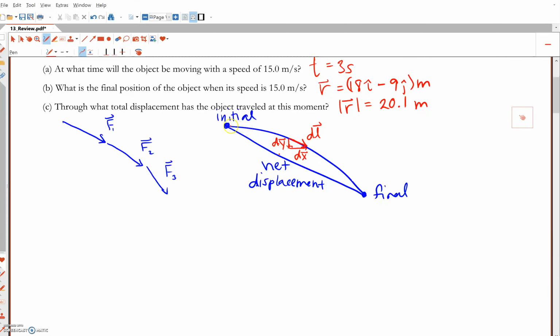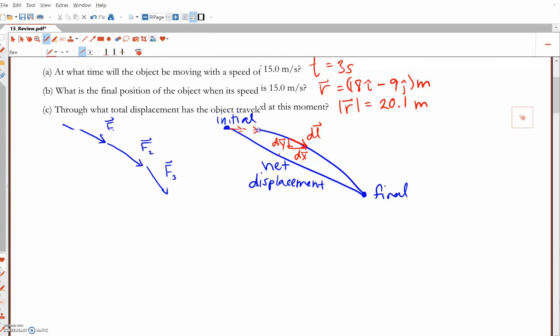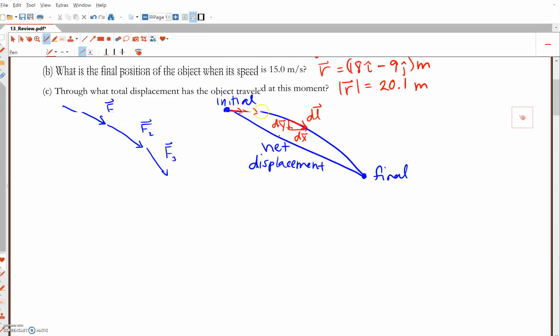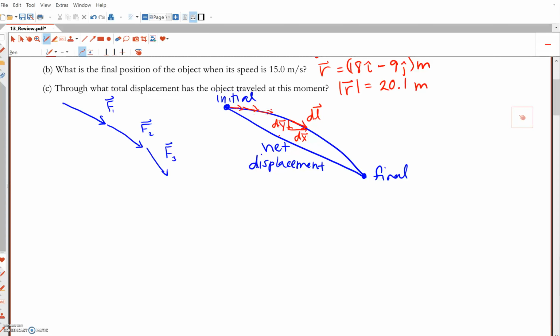And then once I get all of my little dl's, I can add them all up, okay? So the first question is, how do I get my dl's? There's a couple ways to think about it. Well, I know that dl is equal to the square root of dx squared plus dy squared, right? This is just the Pythagorean theorem. So that's fine as long as I can get dx and dy.